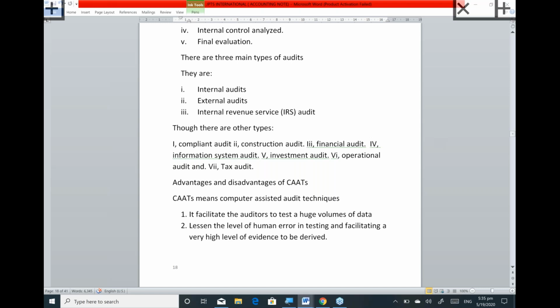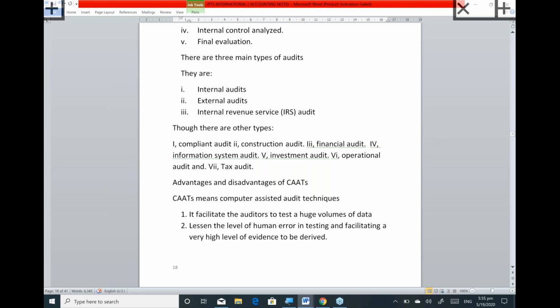We talk about the compliance audits. We are talking about the external audit. We talk about the construction audit. We talk about the internal. We talk about financial. We talk about internal. We talk about information system audit. We talk about the external. We talk about investment audit.